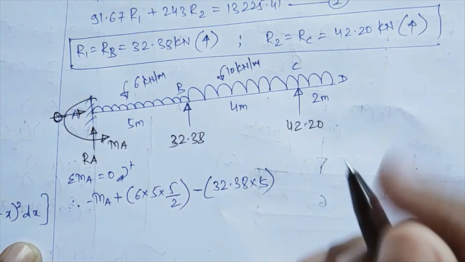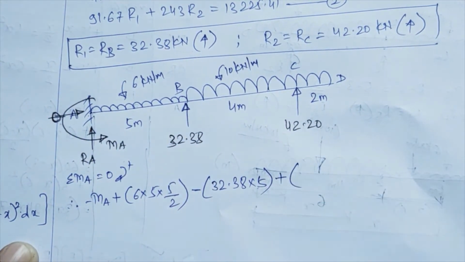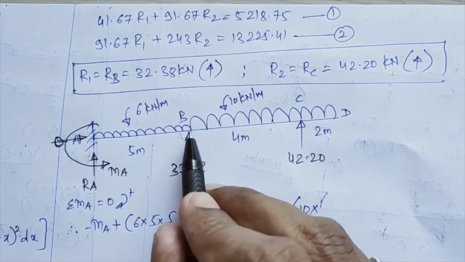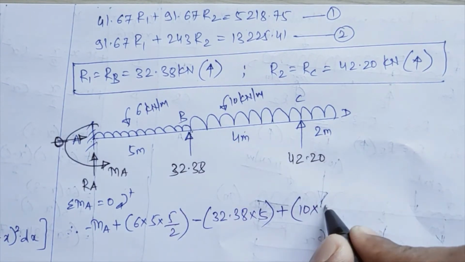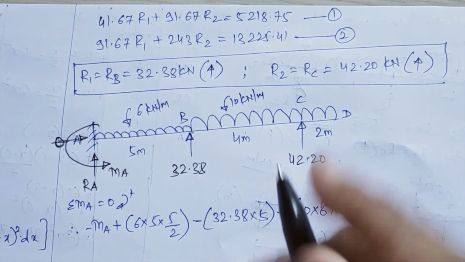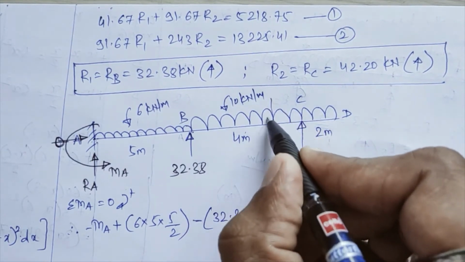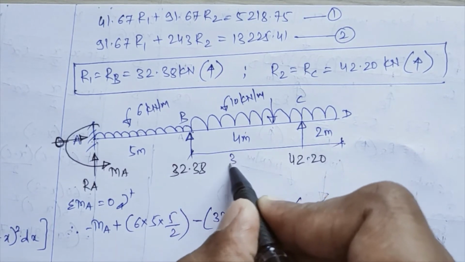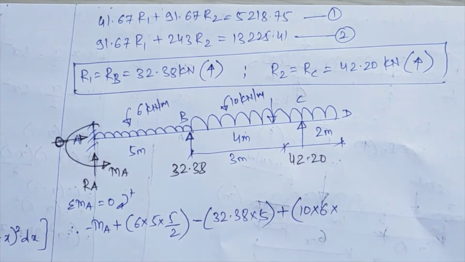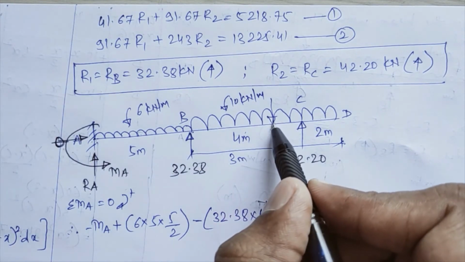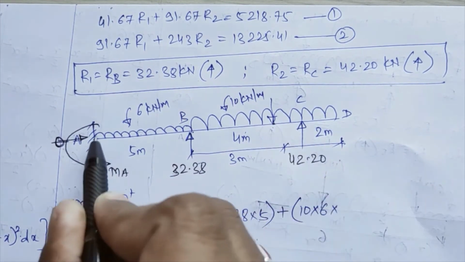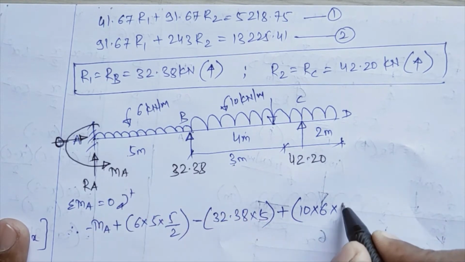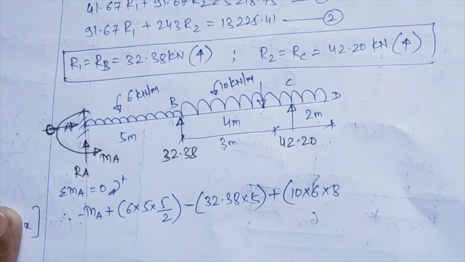Okay, now this remaining UDL will be a clockwise moment: intensity of UDL 10 multiplied by its acting length, which is 4 plus 2, that is 6, multiplied by where this will act, at half of this 6. That means at a 3 meter distance from point B and 3 meter distance from point D. So its lever arm up to point A will be 3 meter plus this 5 meter, so that comes to 8.